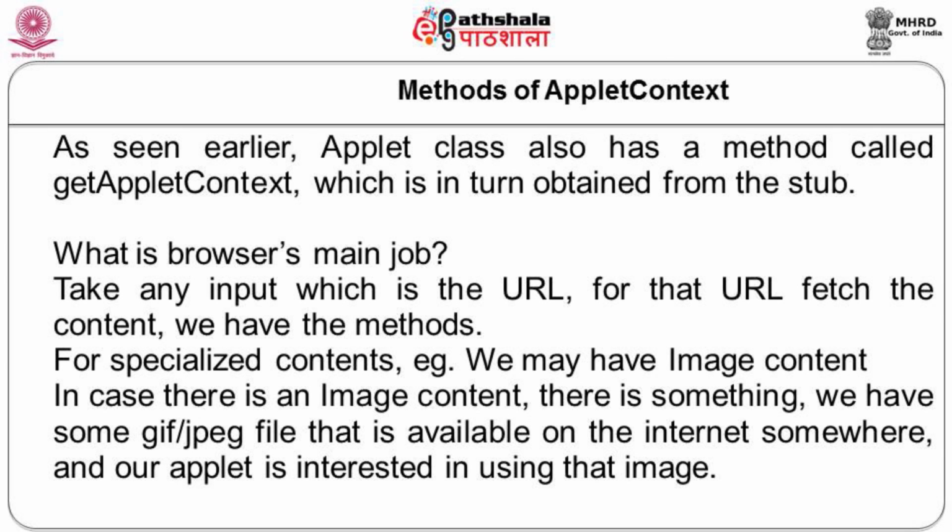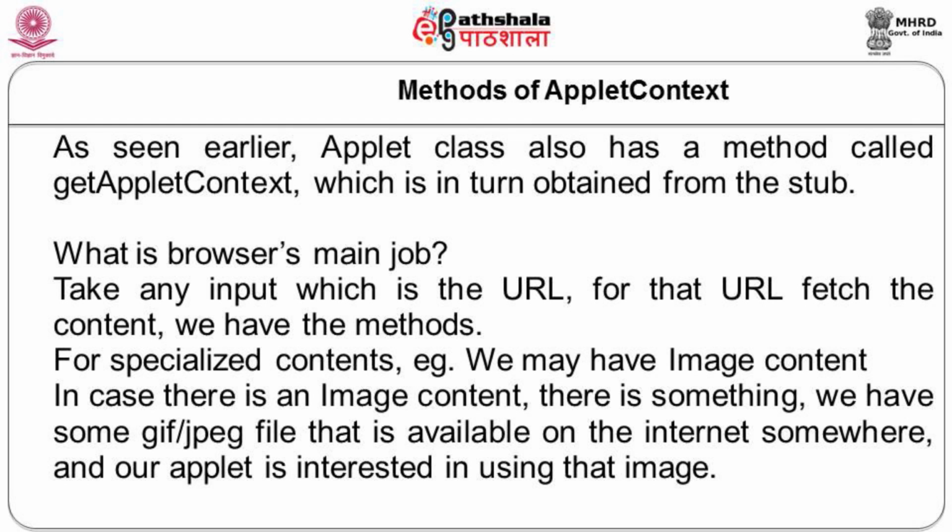But what is the browser's main job? The input to the browser is some URL, and for that URL, it fetches the content. There are some very specialized contents, for example an image content. In case there is an image content, a GIF or JPEG, we know the URL of an image file. So we have some GIF or JPEG file available somewhere on the internet, and our applet is interested in using that image somehow.